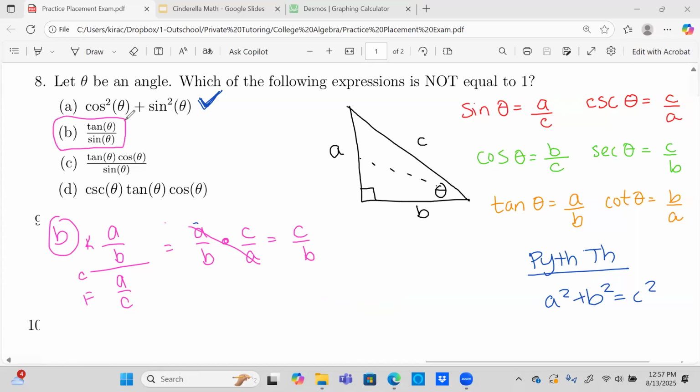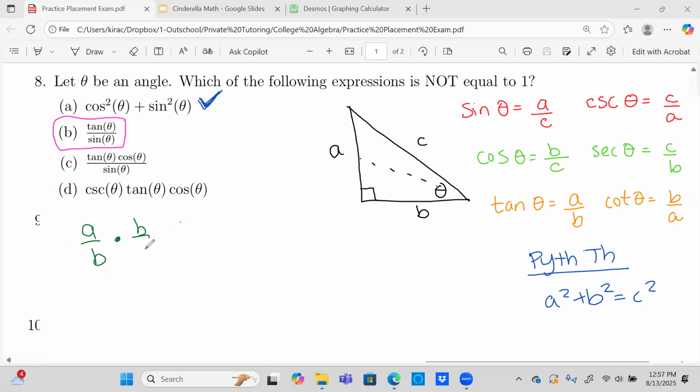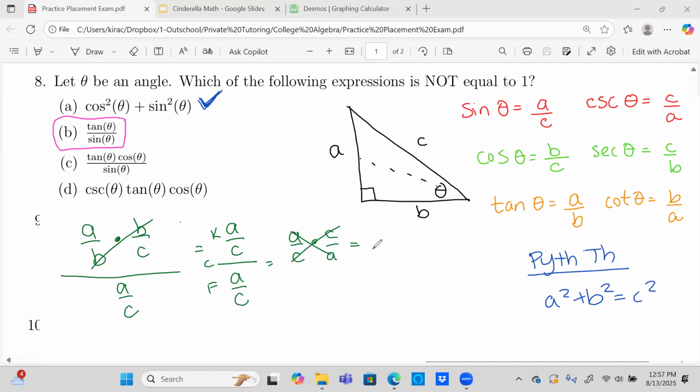That is not 1. Let's check though. Pause me if you need to. I'm going on to C. C says tangent times cosine over sine. On the top, the b's would cross cancel, and we get A over C divide A over C. Keep, change, flip. A over C times C over A. Cross cancel. Nothing's left but an invisible 1.